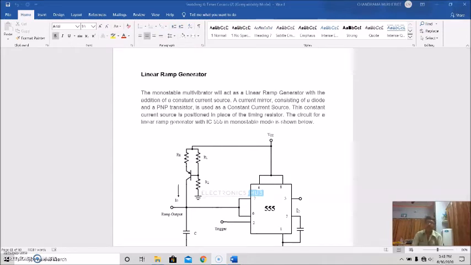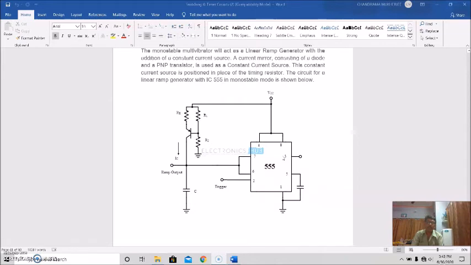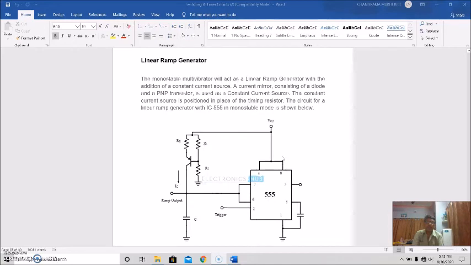The monostable multivibrator will act as a linear ramp generator with the addition of a constant current source. So you have to apply a constant current source, and a current source consisting of a diode and a PNP transistor is used as a constant current source. This constant current source is positioned in place of the timing resistors here.